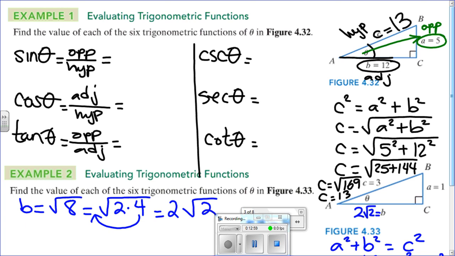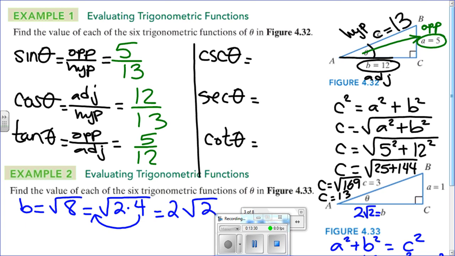Okay, so sine. Who has the ratio for sine? Sebastian: 5 over 13. Thank you. Arturo, cosine: 12 over 13. Who's going to give us the next one? Jen: 5 over 12.